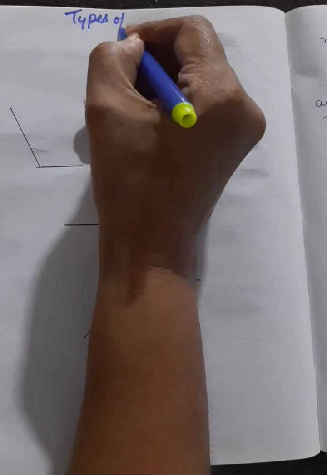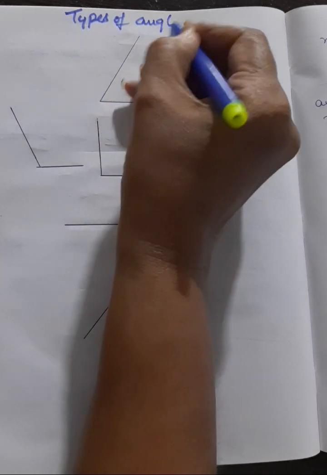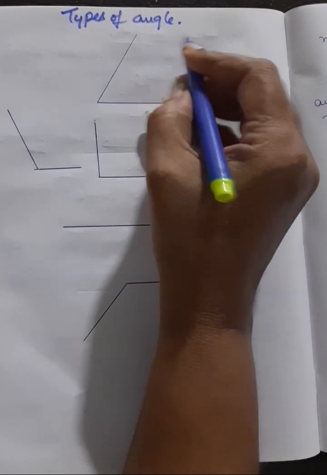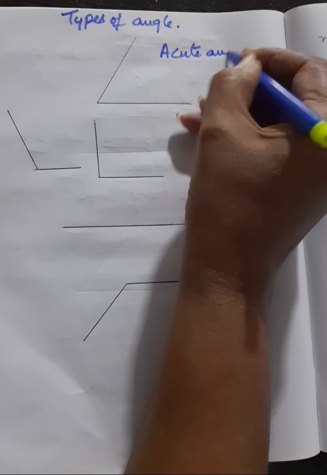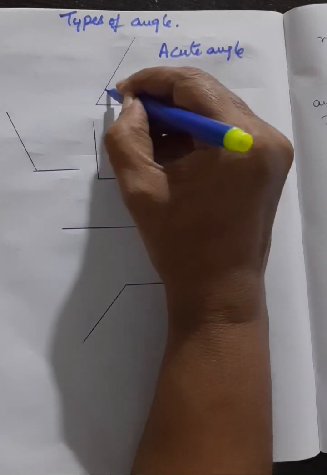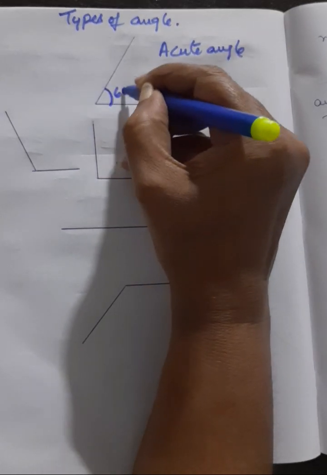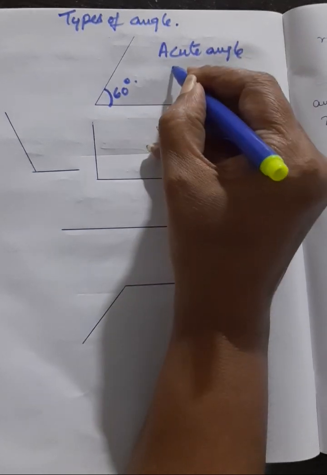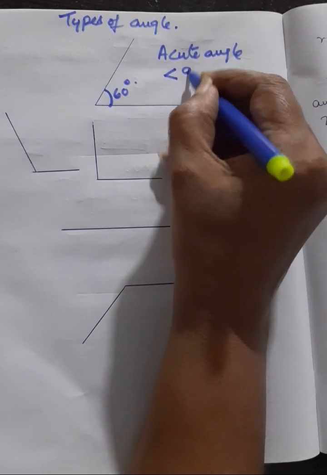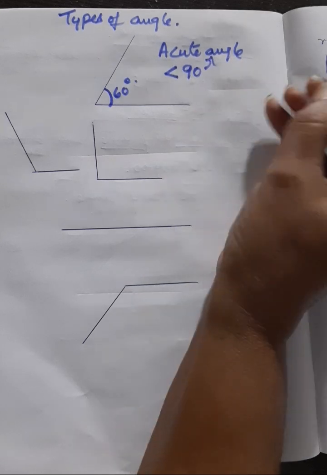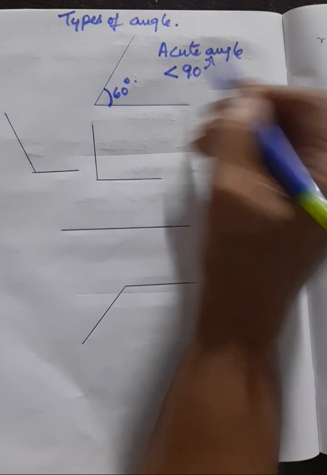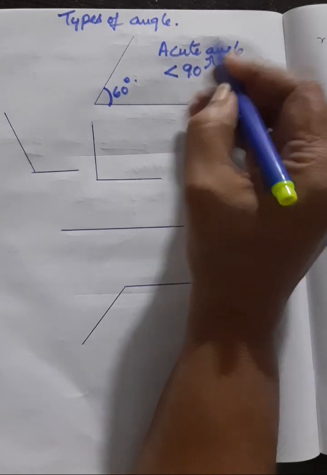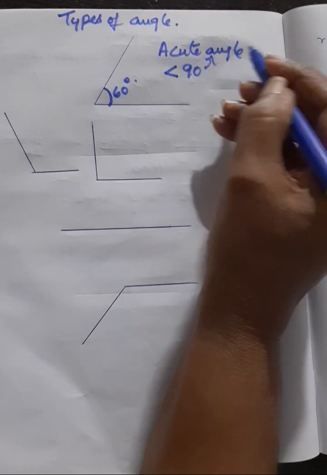Then types of angles. There are, first one is acute angle. So acute angle means it measures less than 90 degree. So less than 90 degree, we call it as acute angle. The angle which measures less than 90 degree, we call it as acute angle.